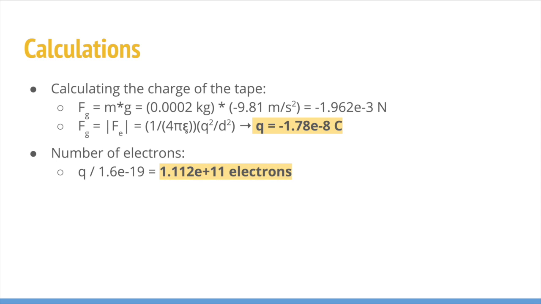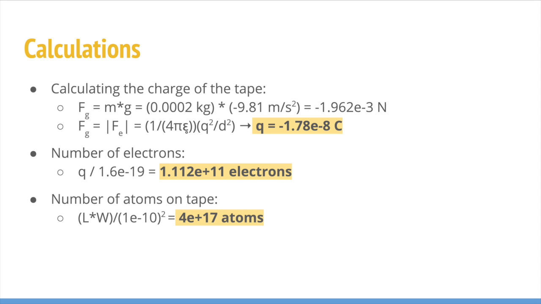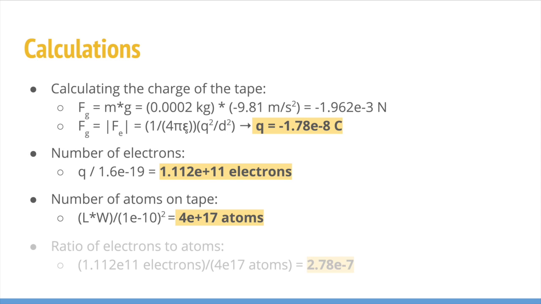After finding the charge of the tape, I calculated the number of electrons by taking the charge of the tape and dividing it by the charge of an electron to get 1.112 times 10 to the positive 11 electrons. After that, I calculated the number of atoms on the tape by taking the area of the tape and dividing it by the area of an atom and getting 4 times 10 to the positive 17 atoms. I then found the ratio of electrons to atoms to be 2.78 times 10 to the negative 7.